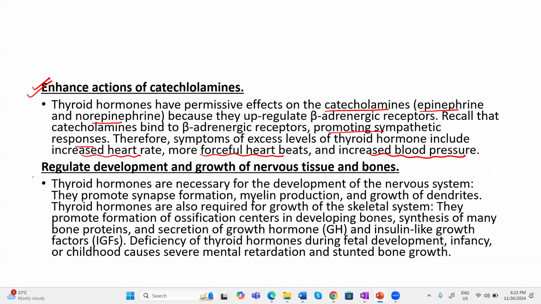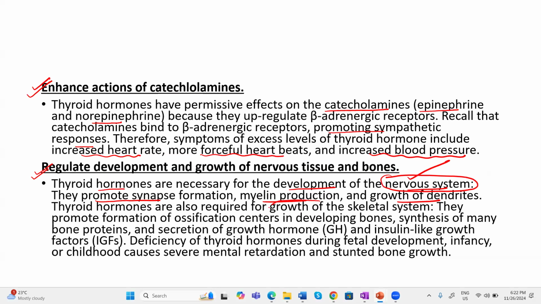Then the next function is they will regulate the development and growth of nervous tissue and bones. Thyroid hormone is necessary for the development of the nervous system. They will promote synapse formation, myelin production, growth of dendrites. Clear? So they are responsible for the growth and development of the nervous system.